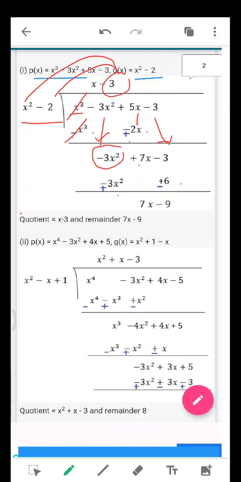So after I multiply, the next step is changing the sign. So this minus sign becomes plus, and this plus sign becomes minus here. Now this minus 3x square plus 3x square gets cancelled. Now remains 7x, minus 3 minus 6 is minus 9. So this is your remainder.